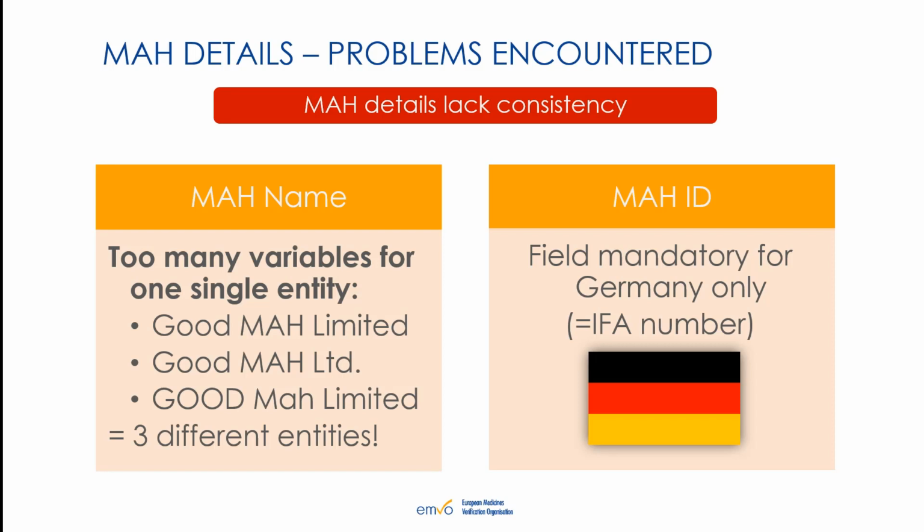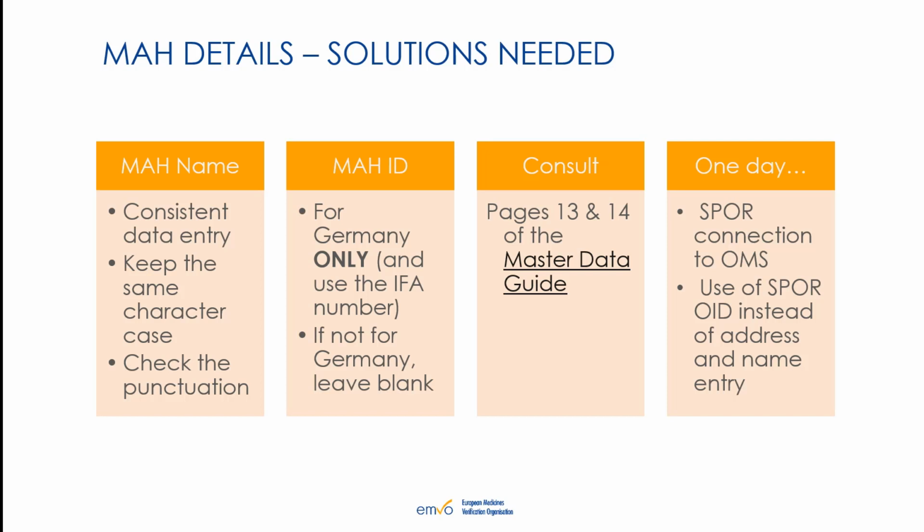All that said, can you please take more care and enter the name and address of the MAH, and by definition the manufacturer as well, consistently, and not in a mix-up like the examples shown here. In short, we all need to be consistent with the spelling, the case, and the punctuation. We need to make sure that the MAH ID is only used for product entry that is for Germany, and when it is used, that it is the IFA ID. And when you do use the IFA ID, please do not enter the name and address in longhand. Again, consult the Master Data Guide, pages 13 and 14, and then perhaps we can all pray that one day SPOR might ease this issue.